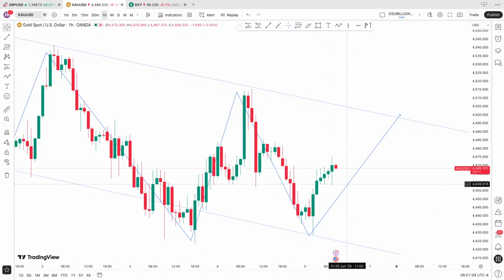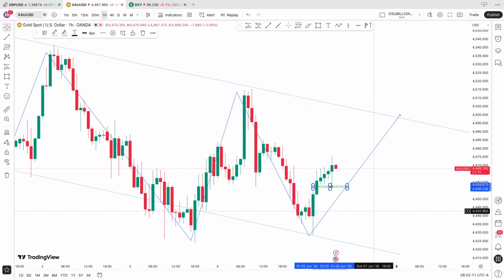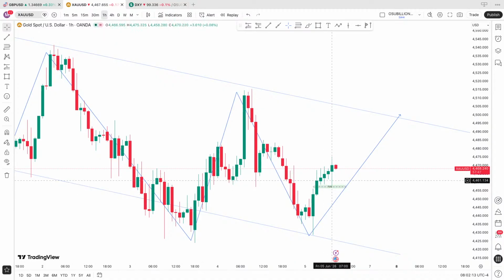Right now we just have this fair value gap in the 1 hour. Okay, we have this fair value gap there. So that is also a very good thing for us to know. And we will see that the fair value gap has been tested. Would it be retested? We don't know yet. But let's jump into the 30 minutes analysis.